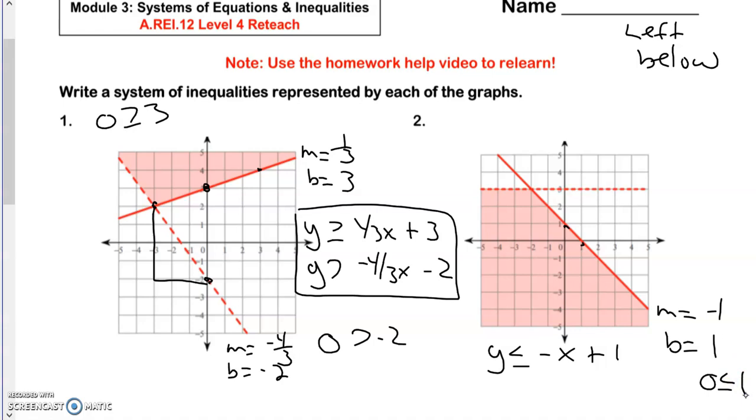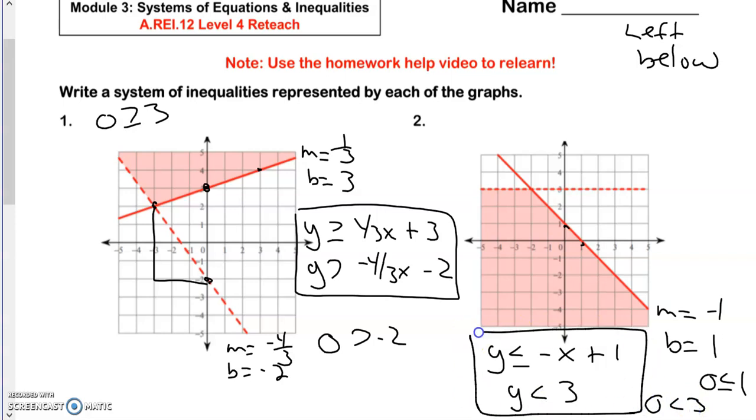Then this one is a horizontal line, so I know it's y equals 3. Again, it's right above, left below. It's going below the horizontal line, but it's a dashed line. Is 0 less than 3? It is true, so this would be my system.